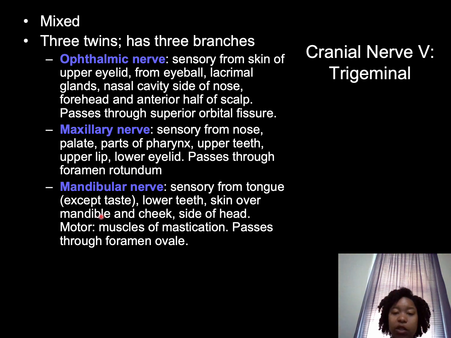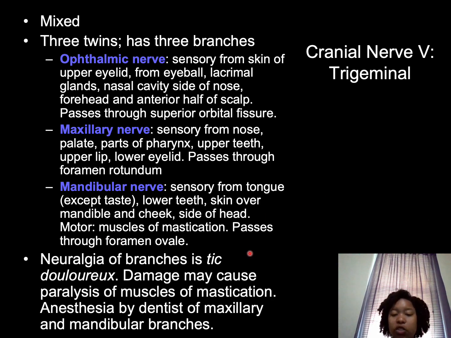And then you have the mandibular. The mandibular nerve has sensory information, except for taste, that comes from the tongue, lower teeth, the skin over the mandible and cheek, and the side of the head. But as far as motor innervation goes, the trigeminal nerve has a motor portion in the mandibular nerve. And so this innervates the muscles of mastication. Your muscles of mastication are the ones in your face that help you chew. And so that's where those are. And these pass through the foramen ovale.